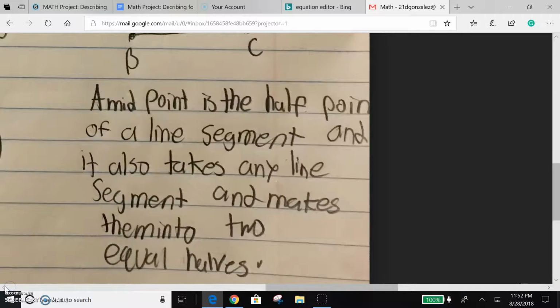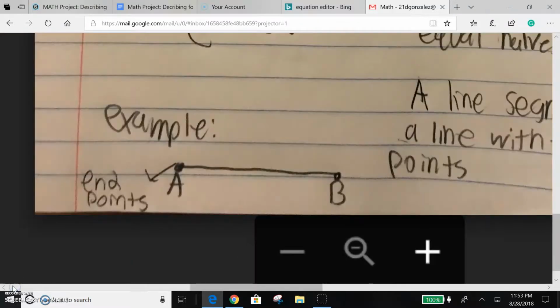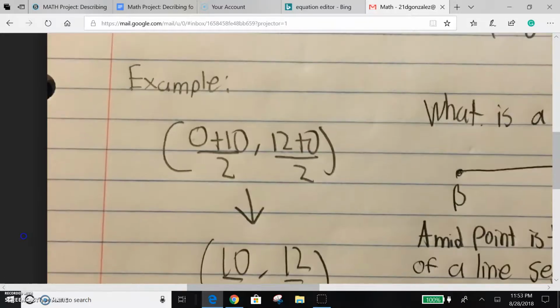A midpoint is the half point of a line segment, and it takes any line segment and makes it into two equal halves. And if you do not know what a line segment is, it is a line with two endpoints. This is what a line segment looks like, and those two dots at each end are the endpoints, as you can see right here. Now let's plug in these numbers.